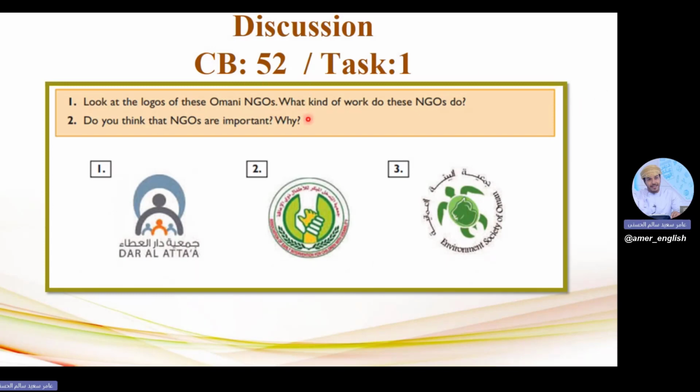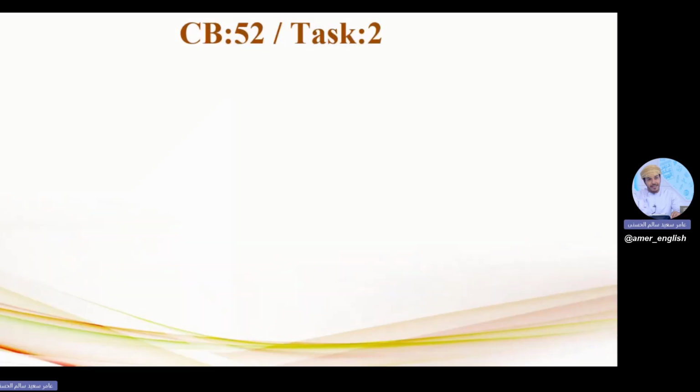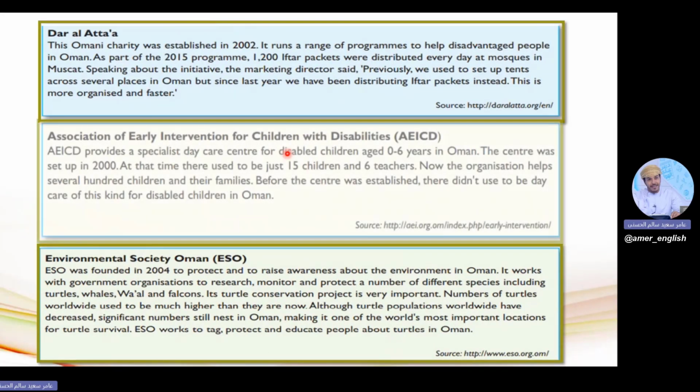Okay, so here you have two questions. Look at the logos of these Omani non-governmental organizations, and we studied this phrase. What kind of work do these non-governmental organizations do? And the second question, do you think that NGOs are important and why? So you need to just give a reason for each one of them. In order to find the answer to these questions, you need just to go over the short texts that you have in your book. And these texts are going to explain each type of organization.